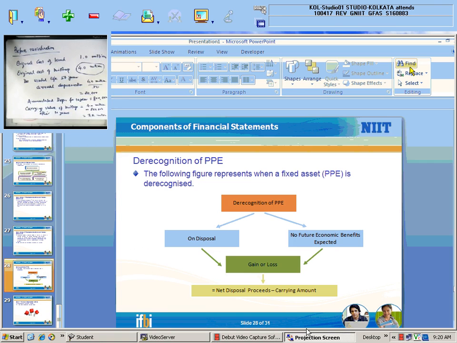Or derecognition of PPE can take place when no future economic benefits are expected from that asset. So gain or loss is basically net disposal proceeds minus carrying amount. That is the point of time when a PPE will be derecognized from the financial statement. That means that particular item of property, plant and equipment will no more be shown in the financial statement. That is what is meant by derecognition. So it can happen on disposal of the asset or when no future economic benefits are expected from the use of the asset.